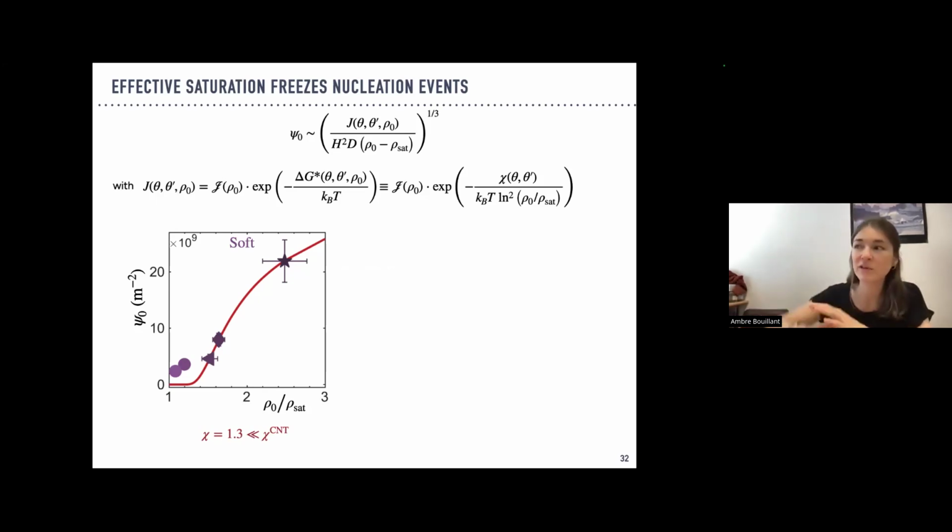So I just put the humidity apart so that I can fit psi naught with respect to the humidity ratio. And what I see is that if I look at the data that I get for different humidity on a soft gel, I get an energy barrier that is really much smaller than what is predicted by the CMT, the theory that I presented previously. So it seems that the assumption that drops are microscopic and at equilibrium at this time scale is wrong.